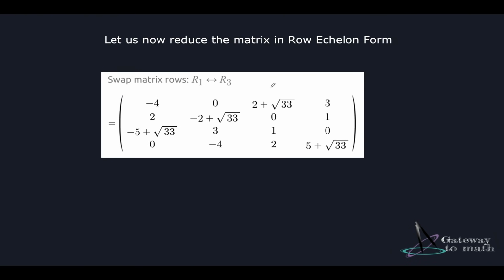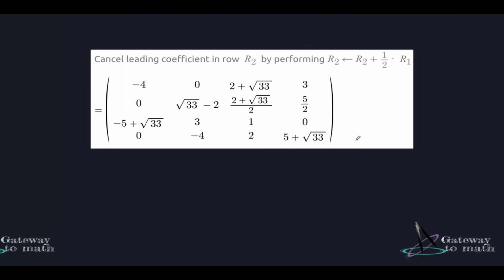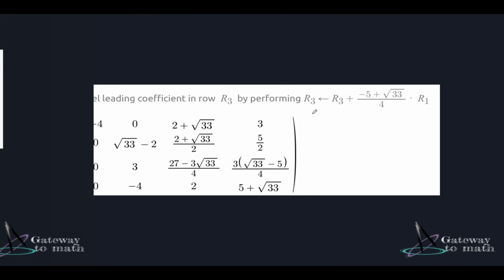So let us now reduce the matrix in row echelon form again. We're swapping R1 with R3. So the new values in R1 equals minus 4, 0, 2 plus under root of 33 and 3. In R3 equals minus 5 plus under root of 33, 3, 1, 0 respectively. Next operations R2 plus half of R1, and we're putting that in R2. So the new value of R2 equals 0, under root of 33 minus 2, 2 plus under root of 33 upon 2, 5 by 2 respectively.